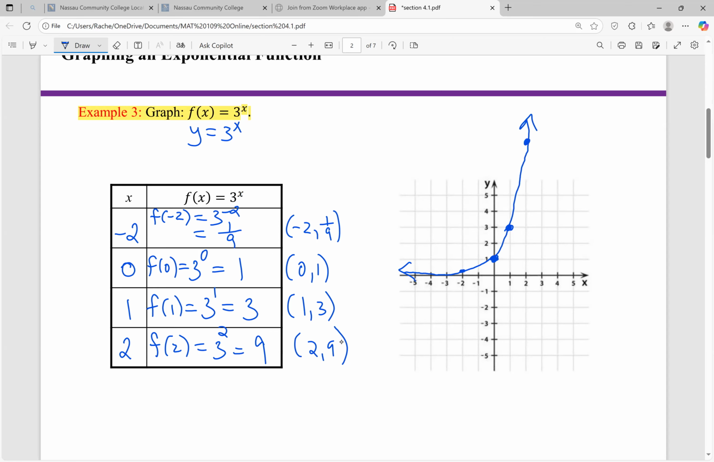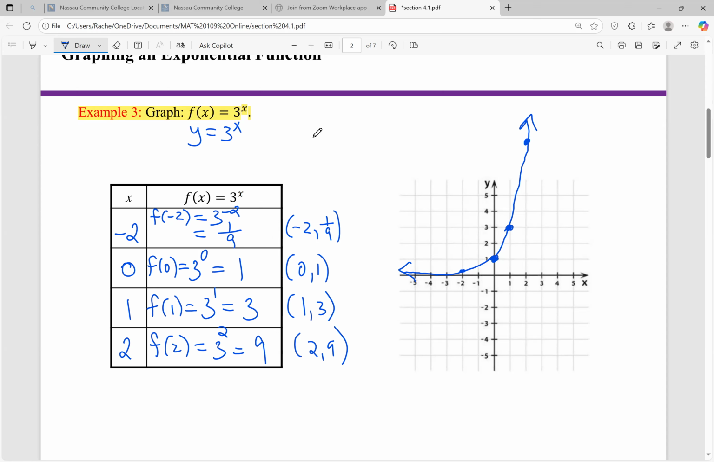So we have an increasing function, and the graph is never going to touch the x-axis. It's going to get closer and closer to the x-axis, but it's never going to touch it. And the reason is because y can never be 0.